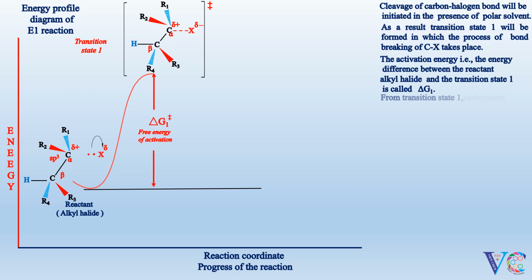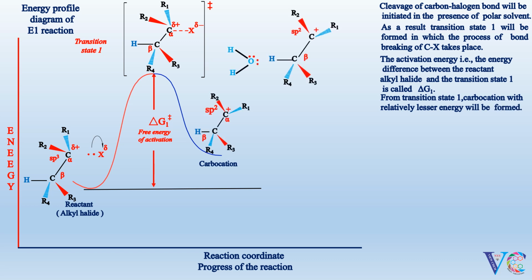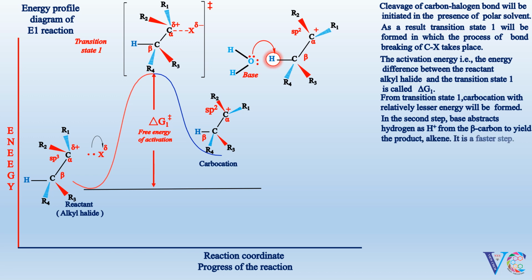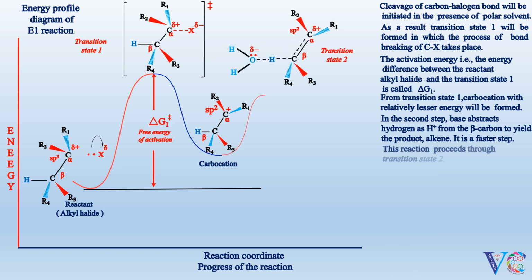From the transition state 1, carbocation, with relatively lesser energy, is formed. In the second step, base abstracts hydrogen as H+ ion from the beta carbon to yield the product, alkene. It is a faster step. This reaction proceeds through transition state 2. The energy difference between the carbocation and the transition state 2 is delta G2.